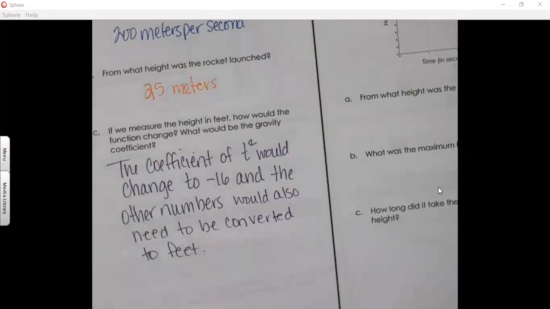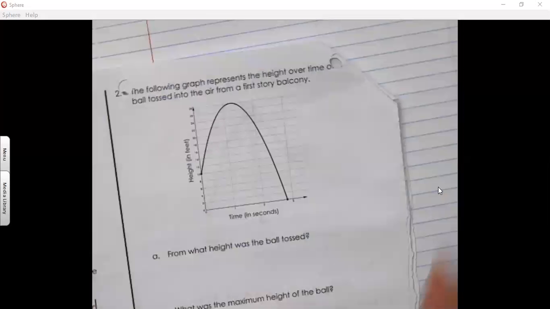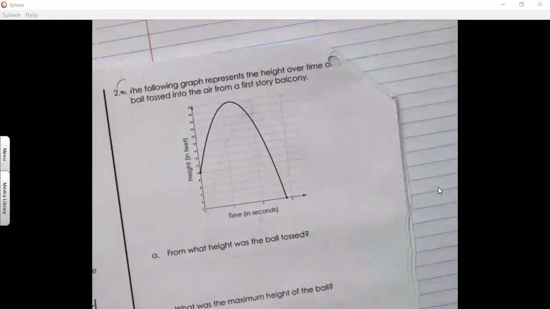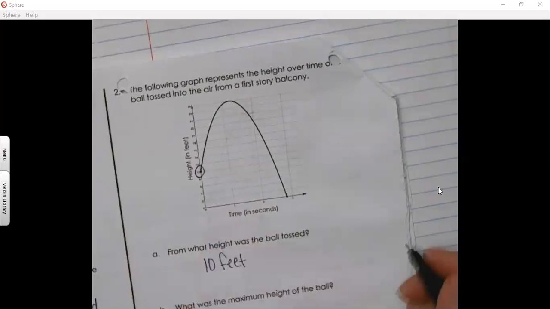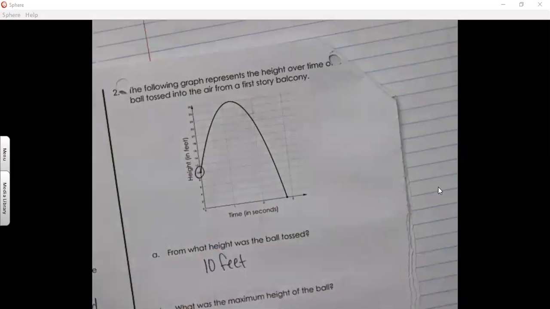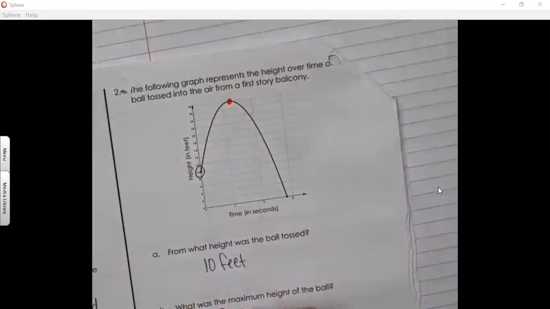All right, second side of page 82. The following graph represents the height over time of a ball tossed into the air from a first-story balcony. From what height was the ball tossed? 10 feet, right here. It's your y-intercept, right? 10 feet. That is your initial height. What was the maximum height of the ball? 28 feet. You can find that at your vertex. 28 feet. How long did it take the ball to reach its maximum height?